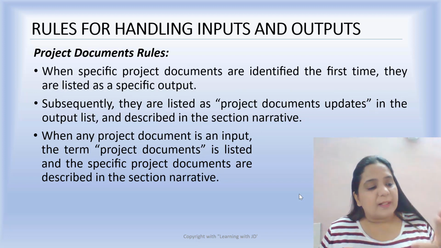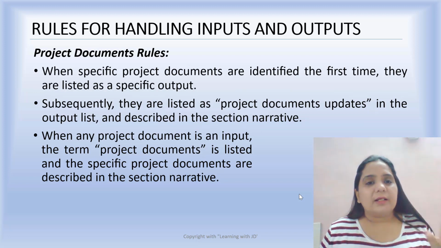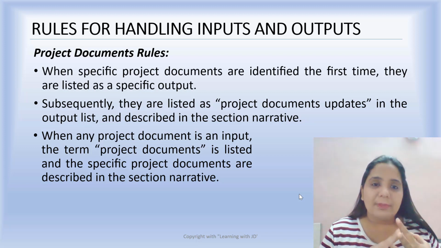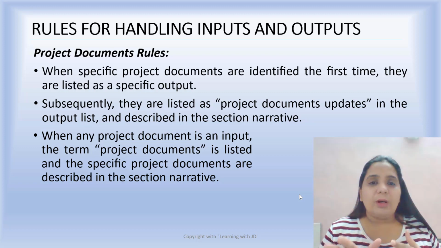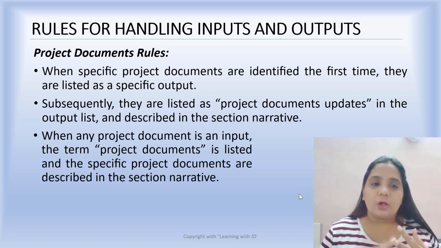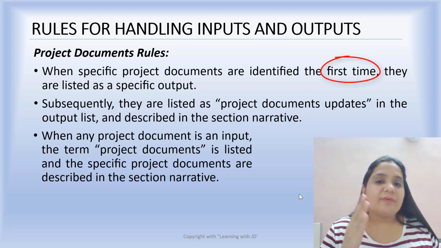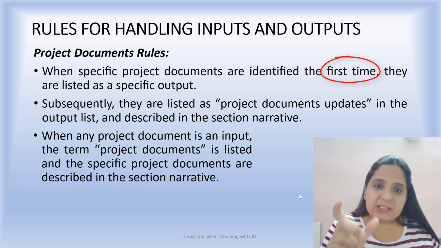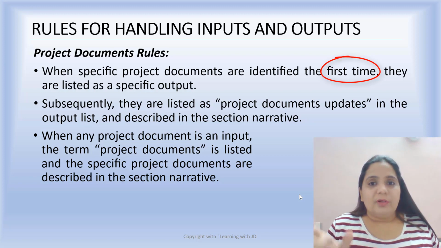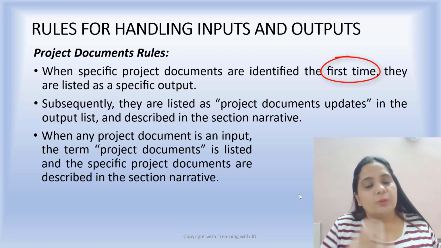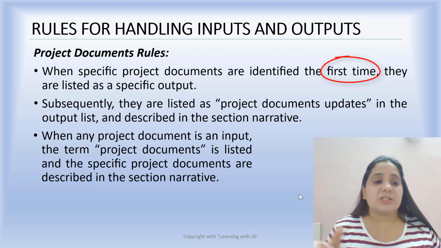Now, what are the project documents rules? From your planning perspective, there are two key documents that are created. One is the project management plan and the second is the project documents. We will see what the project management plan is, but when specific project documents are listed for the first time, they are listed as a specific output. When a document is created, the name of that document is referred to as the output. For example, a risk register is made. The output from that process will be the risk register.